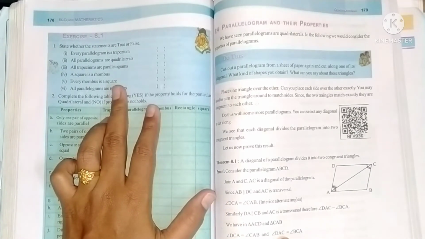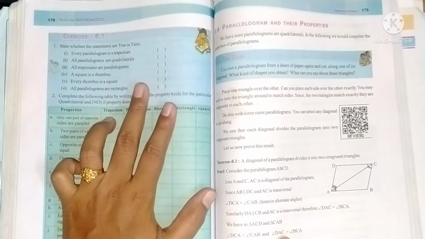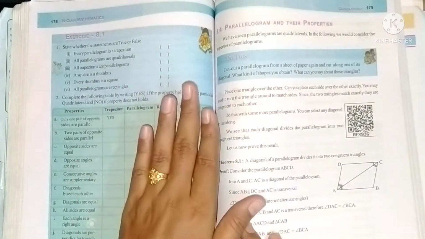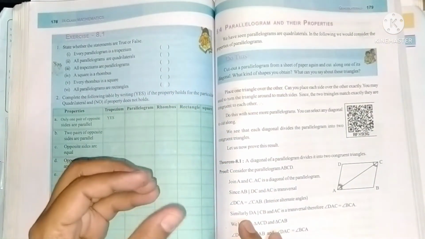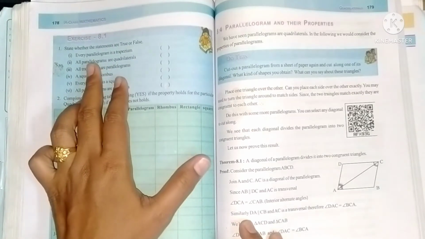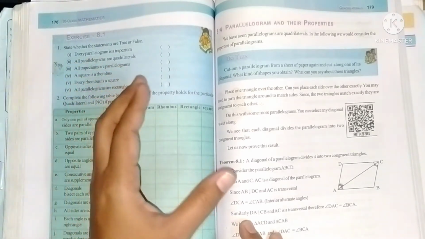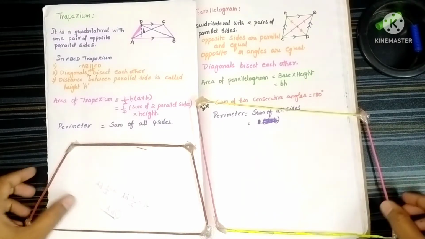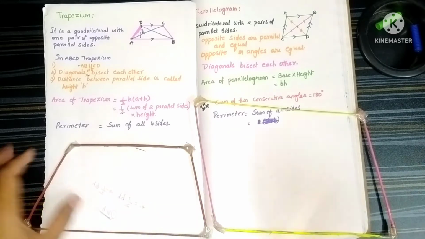So see, first one, every parallelogram is a trapezium. To answer whether it is true or false, you have to know what the parallelogram properties are and what the trapezium properties are. So here the question: every parallelogram is a trapezium.